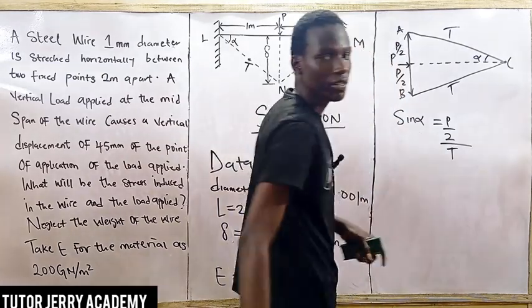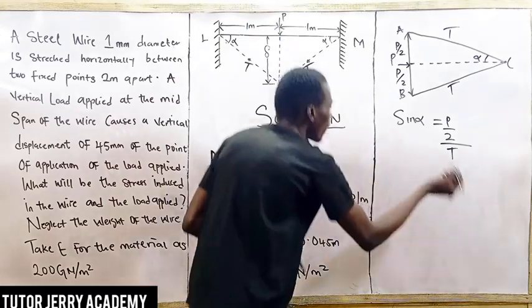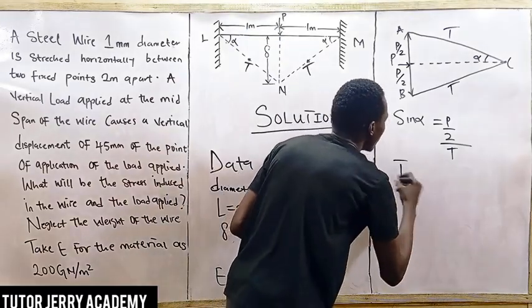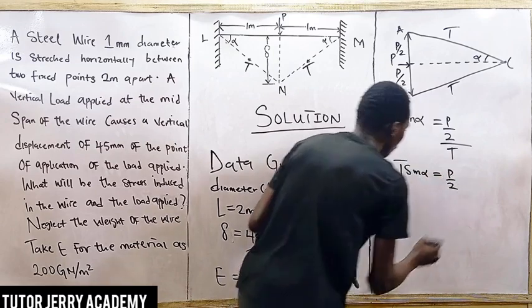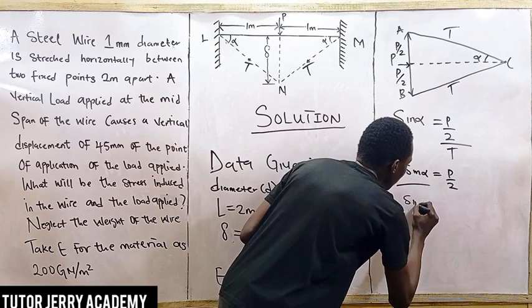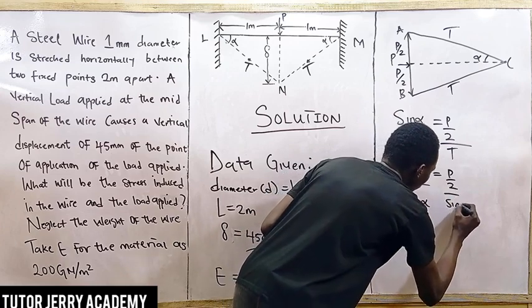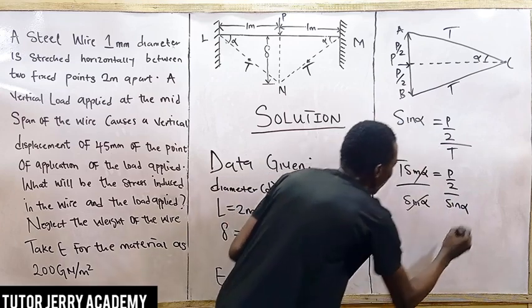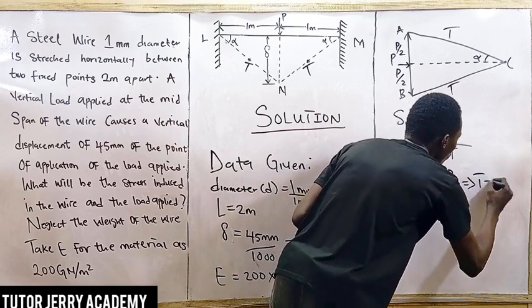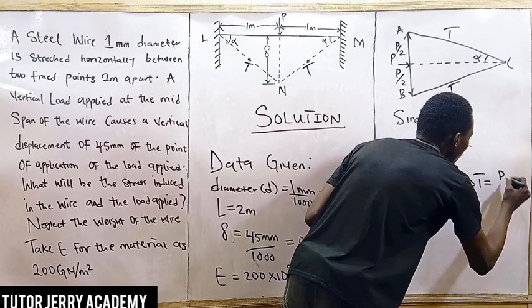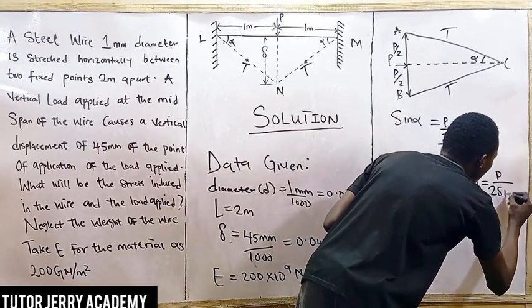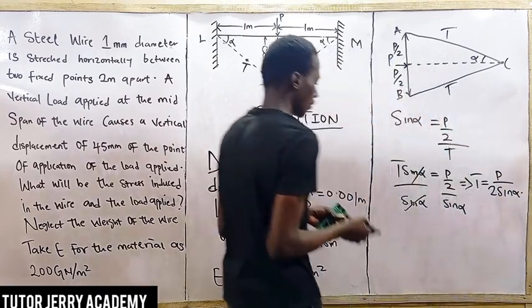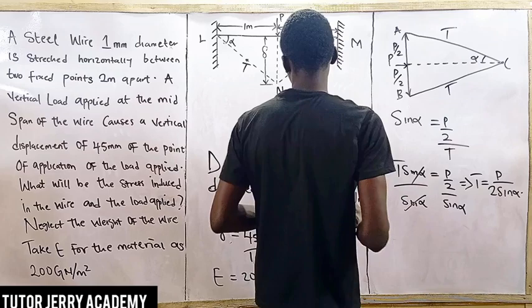I want to make T the subject of my formula. If I do that, I'm going to have T sine alpha equals to P all over 2. I'll divide both sides by sine alpha. Where sine alpha goes with sine alpha, it implies that T will be equal to P all over 2 sine alpha. So this is what we have.